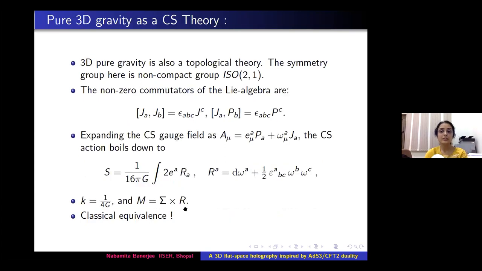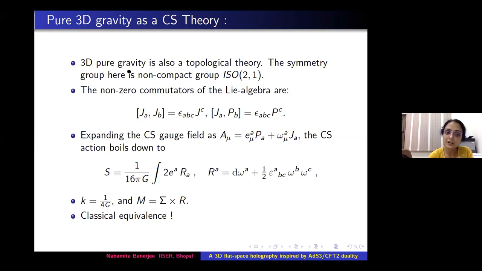Okay. So then the next point is, how can I see pure 3D gravity as a Chern-Simons theory? Okay, so far we have understood what Chern-Simons theory is, and I have told you that 3D gravity is equivalent to Chern-Simons. Let's see how that works. Okay. So to do that, let's start.